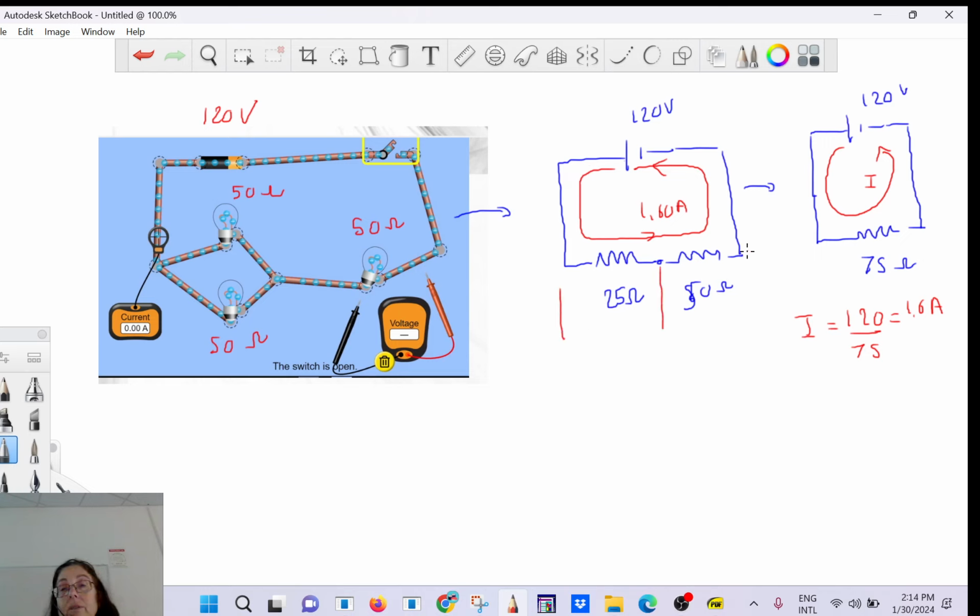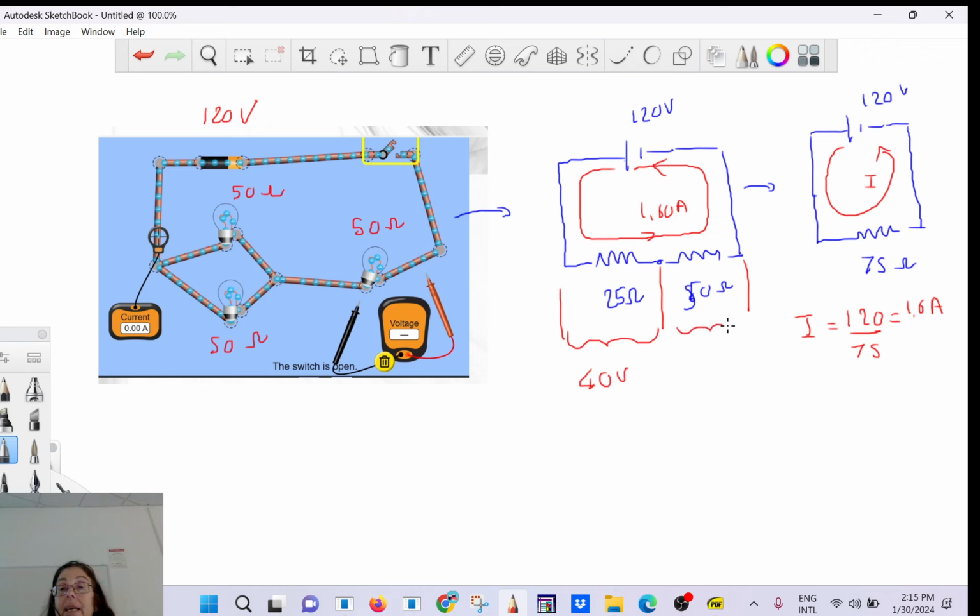So can I find the voltage drop across the 25 using Ohm's law? So you have 1.6 going through it. The resistance is 25. What's going to be the voltage drop? 40? Did you do 1.6 times 25?